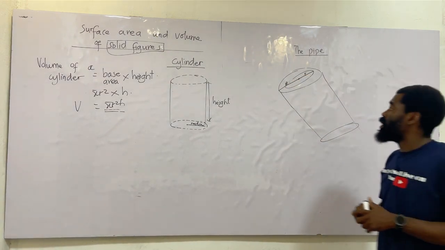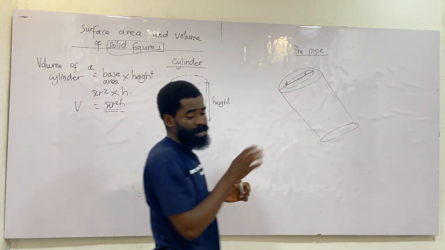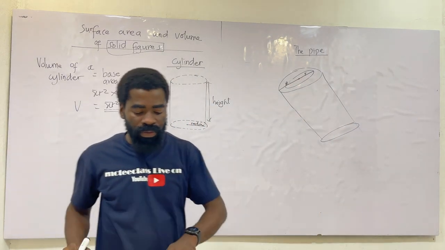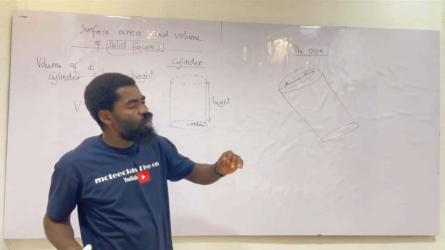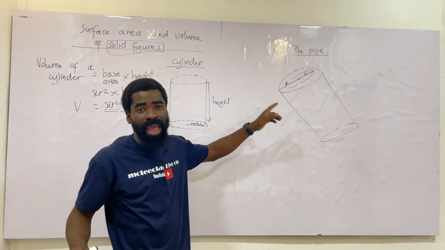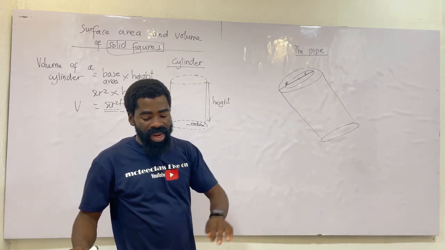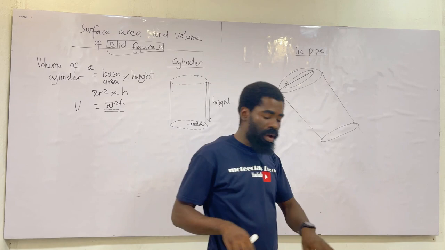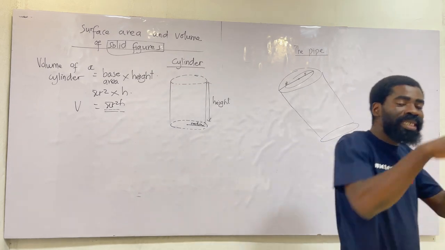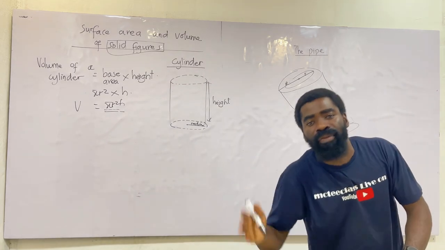So that is how we get the pipe aspect of this. Now for the pipe, you'll be told to find the cross-sectional area of the pipe and also the volume of material used in making the pipe. Finding the cross-sectional area of the pipe is very simple. We find the area of the external circle, then we subtract the area of the internal circle from it.